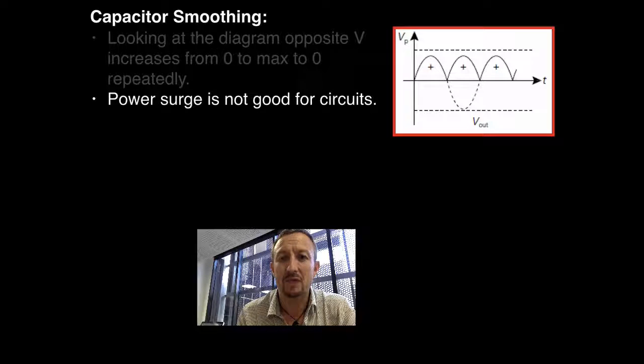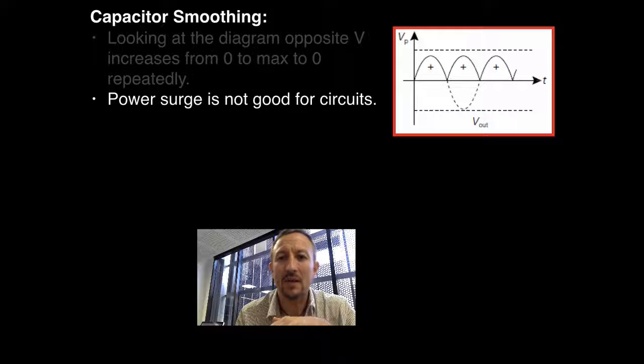Now you'll notice that the voltage starts from 0, goes up to a maximum, drops down to 0, goes up to a maximum, drops down to 0, goes up to a maximum. This is like going up to the lights and switching them on and off and on and off and on and off. It's not good for the circuit.